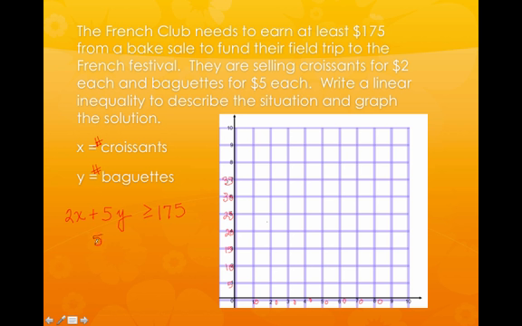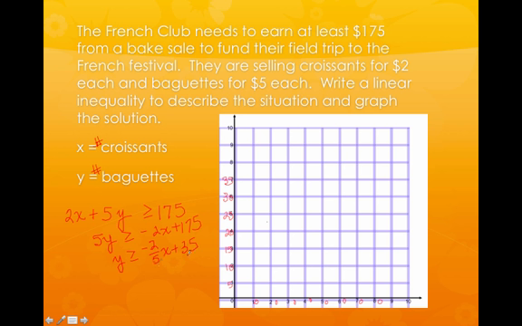Subtracting 2x from both sides, I've got 5y is greater than or equal to negative 2x plus 175. Then I'm going to divide everything by 5. I've got y is greater than or equal to negative 2/5 x plus 35. I divided everything by 5. So I could go ahead and graph this.